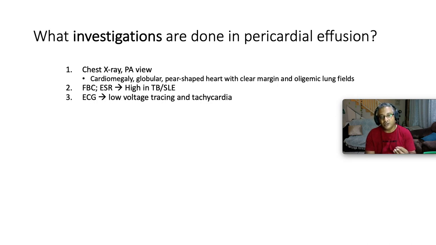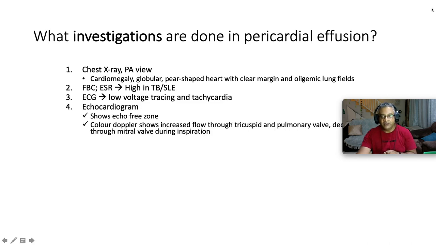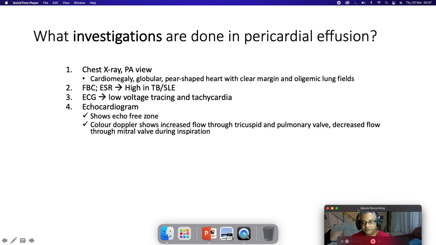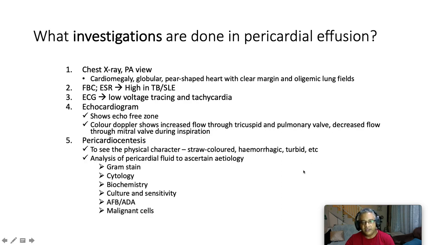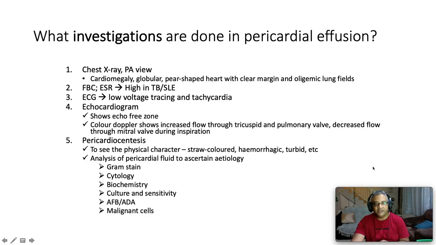The ECG as well, we're going to see an example. It's going to show a low voltage tracing and tachycardia, and sometimes you have this phenomenon we call electrical alternans. Echocardiogram is going to show an echo-free zone, with color Doppler demonstrating increased flow through the tricuspid and pulmonary valves, and decreased flow through the mitral valve during inspiration. I think the money-making investigation, guys, is pericardiocentesis.